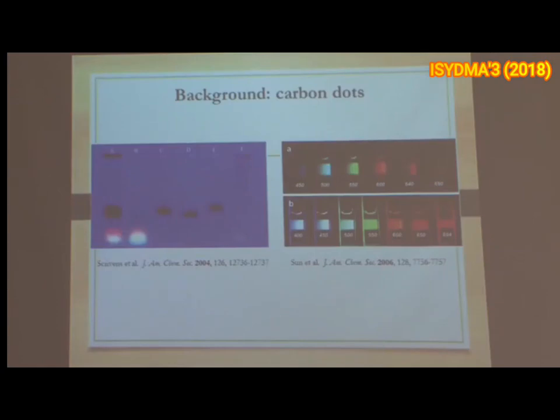When we use a filter, we can see different colors. We can detect different colors from the blue up to the red region. Or you can excite the carbon dots specifically at different wavelengths and observe the emission. This is really important because of this high intensity, much higher than fluorescent chromophores, because the quantum yield might be up to 80%. That's very important, and this is very stable also.